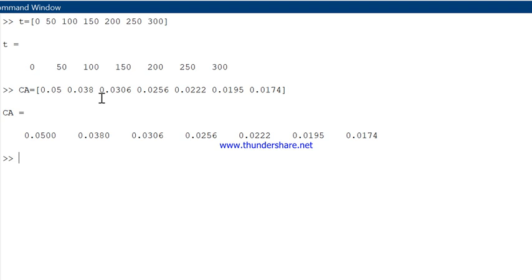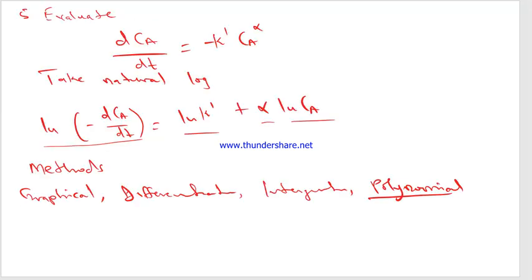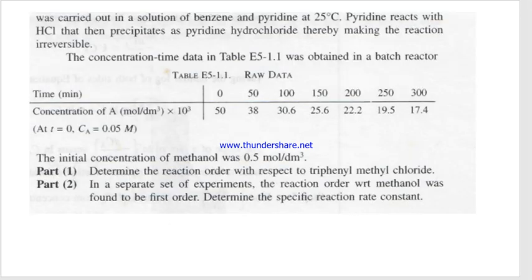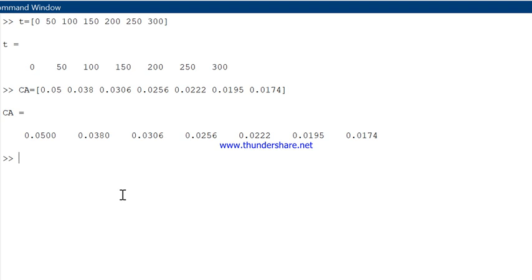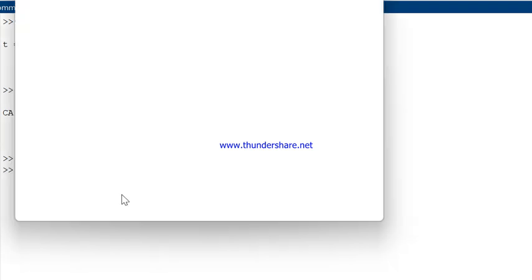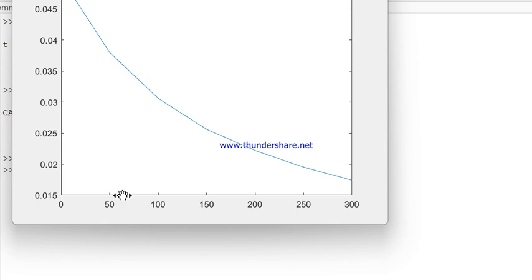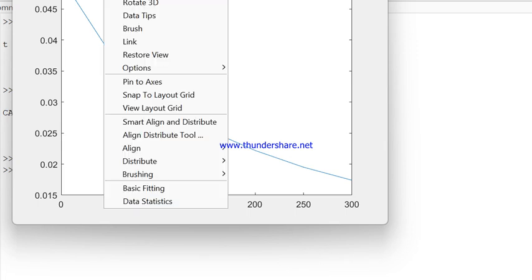Those are the two parameters given, the time and the Ca. So you remember from here, the time and the concentration. We now want to plot it. Plot in MATLAB t prime, comma, Ca. So that's the plot. I've seen the plot here. We can now go to basic fitting.